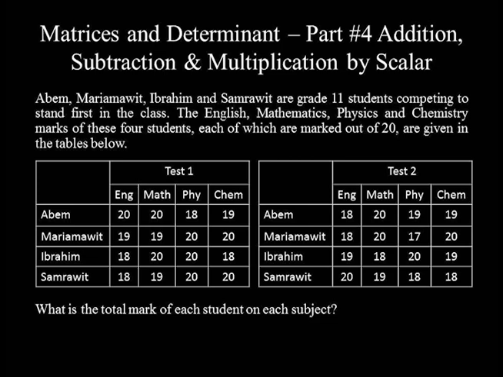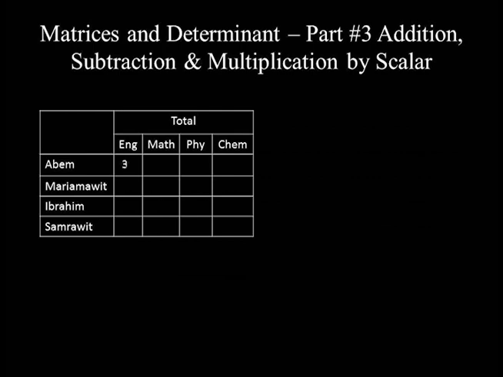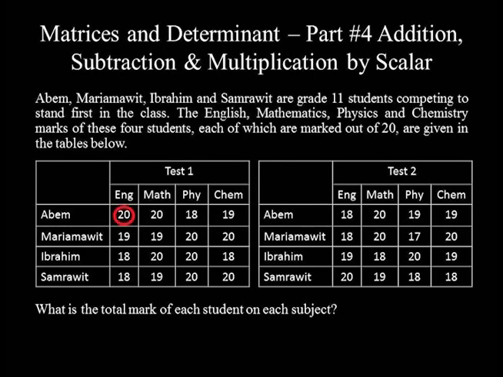To find each student's total mark on each subject, what we are going to do is just add the individual test results on each subject. That is to mean that Abem's English test result in test 1 plus his English result in test 2. In test 1, Abem scores 20, and in test 2, his English score is 18. So 20 plus 18 is equal to 38. In this case, we add the value of row 1, column 1 position at the left with the value of row 1, column 1 position at the right.